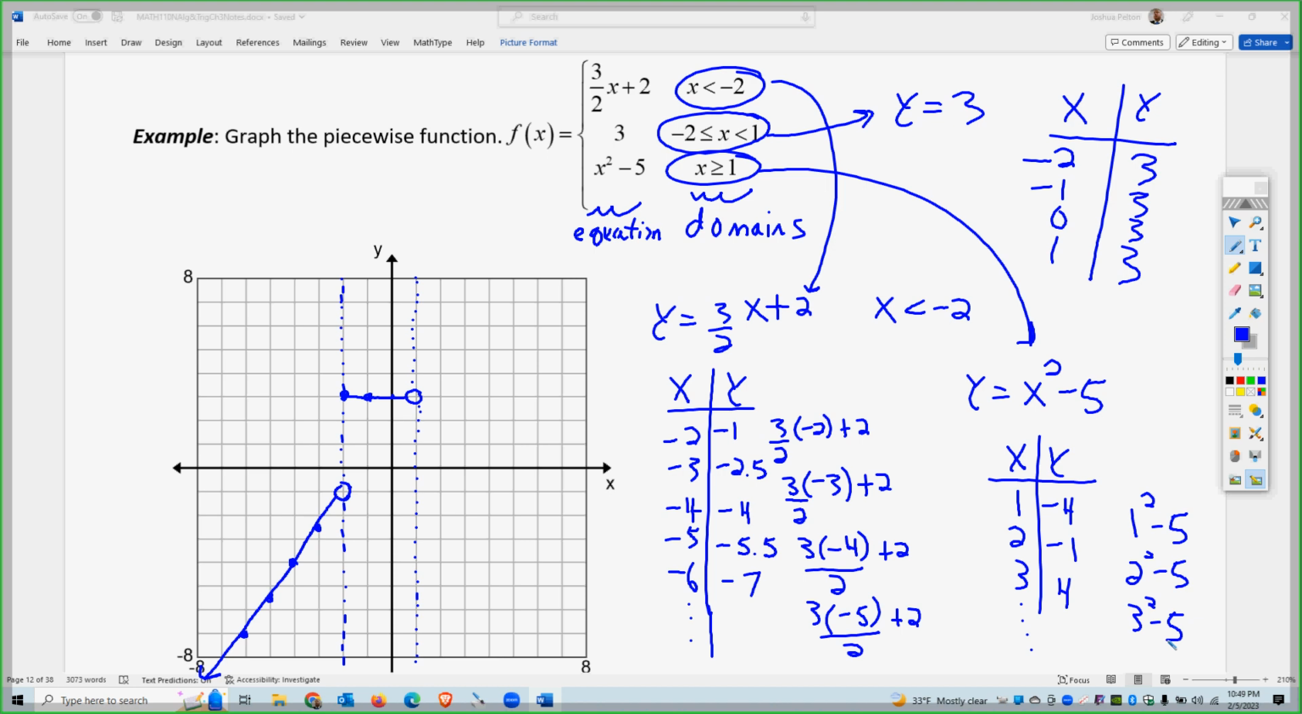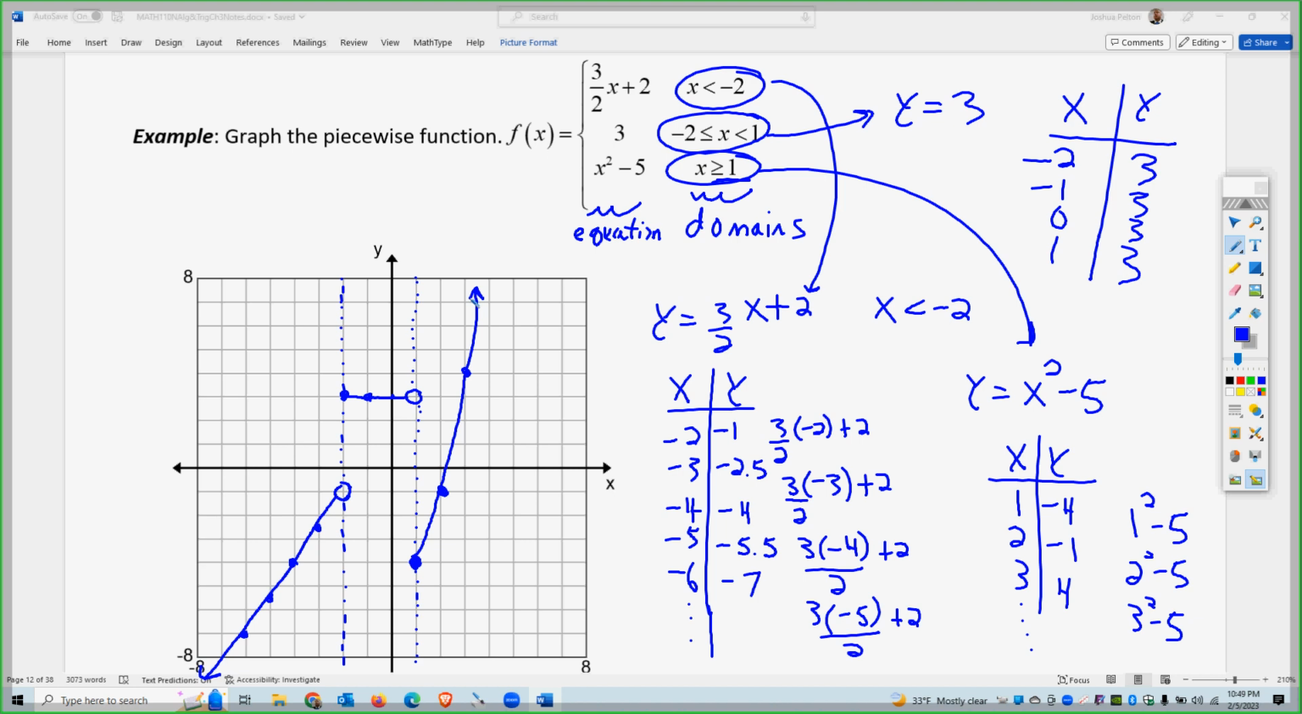1, 2, 3, 1, 2, 3, 4. I'm going to put a solid circle there because, in fact, we are equal to 1 here. At 2, we're at negative 1. And at 3, we're at 4. 1, 2, 3, 1, 2, 3, 4. This one makes a curve like this. This is a quadratic.